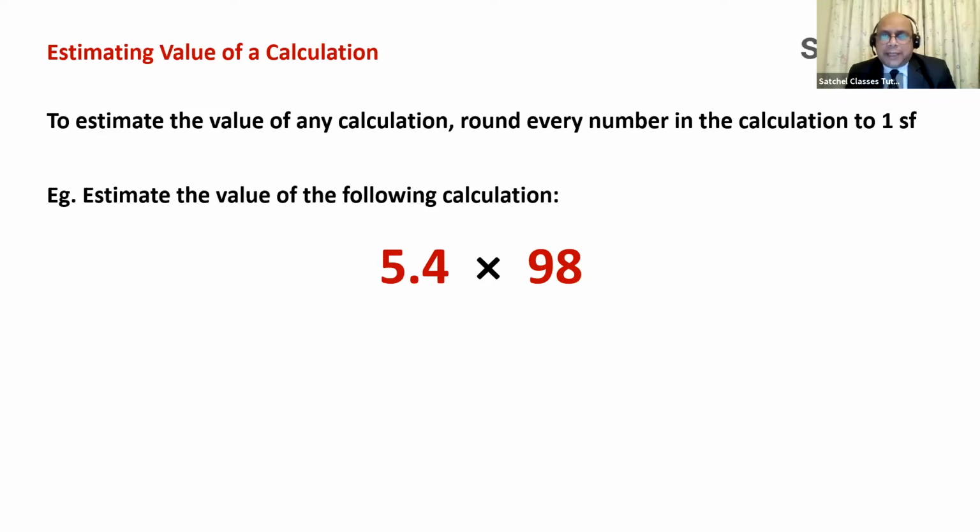Estimate the value of the following calculation. 5.4 multiplied by 98. As per the rule, we need to round each of these numbers to one significant figure. So 5.4. 5 is the first significant figure. The number next to 5 is 4, which is less than 5. So 5.4 rounded to one significant figure will be 5.